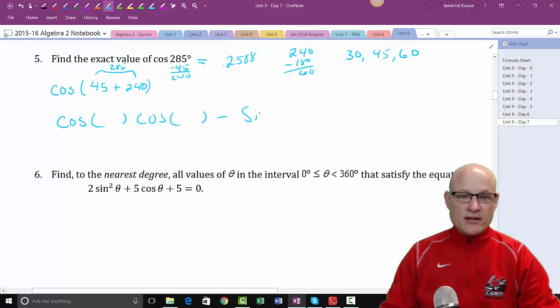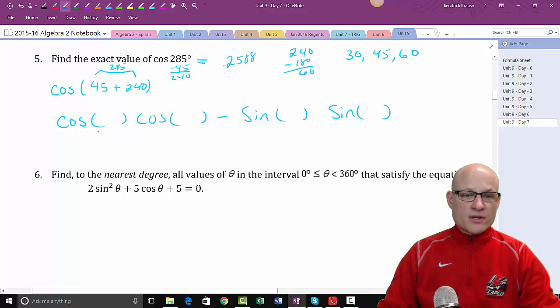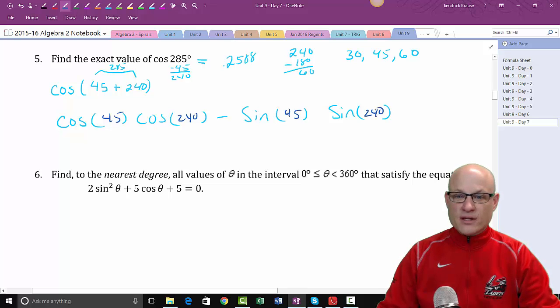minus sine. All right. So what goes in there? Cosine 45, 240. Sine of 45, 240. All right, let's see what we got here. So the cosine of 45 is the square root of 2 over 2. This is really 60. Be careful with the sine.